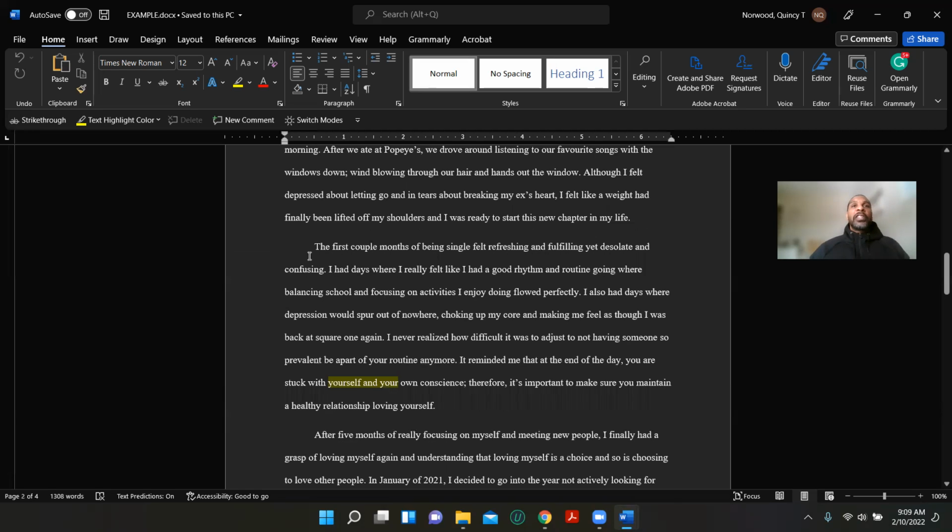this paragraph, the first couple months of being single felt refreshing and fulfilling, yet desolate and confusing. Again, I like how this student put emotions together that are sort of conflicting, because I think that shows the complexity of being a human being, because we often do feel conflicting feelings inside of us.